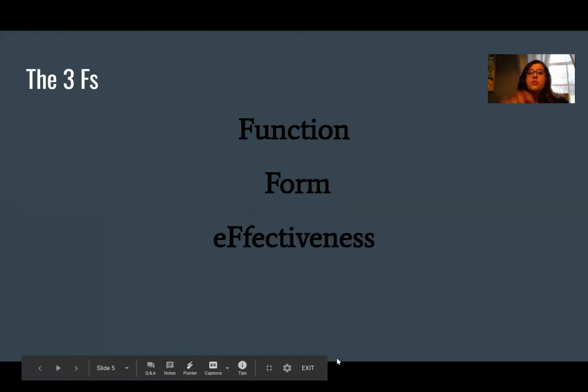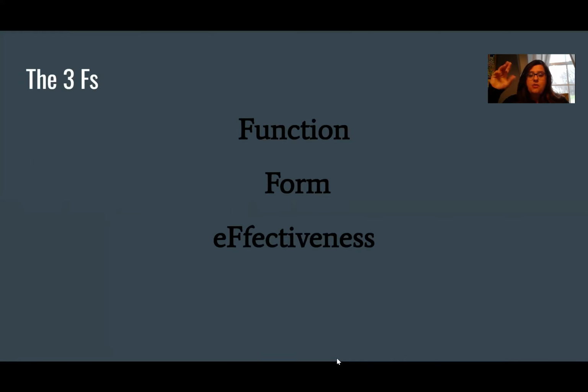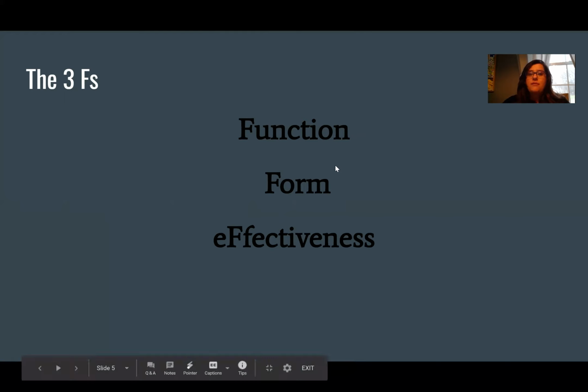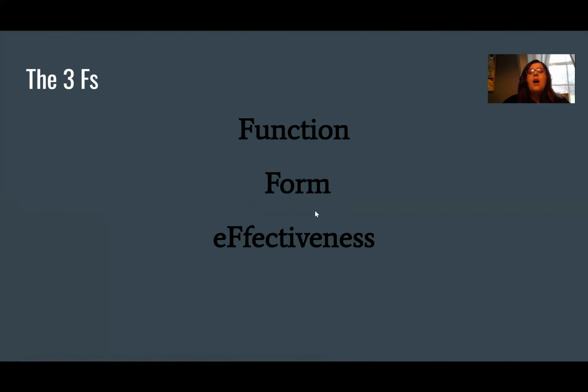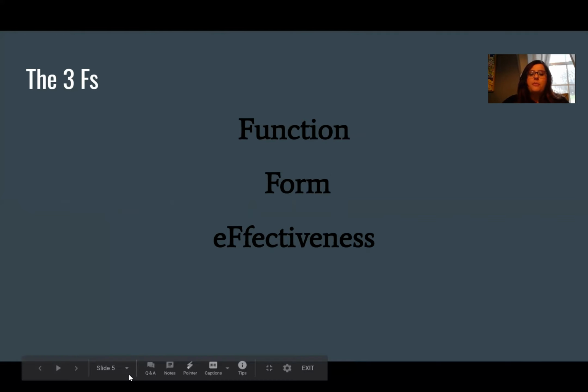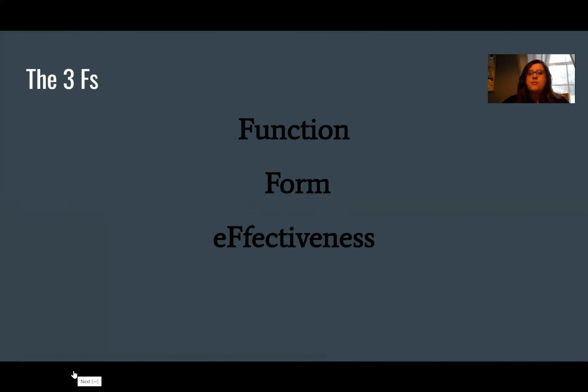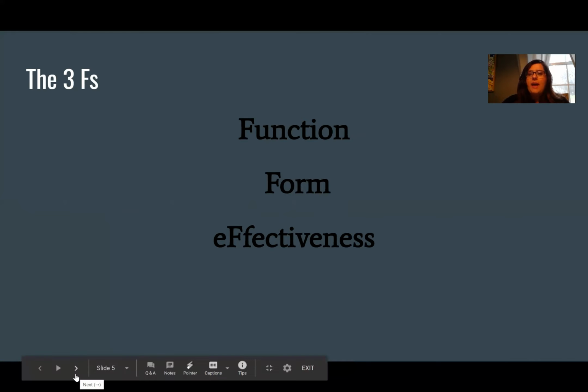Okay, there's also three different parts of a resume, right? So there's the function of it, the form, and then the effectiveness. We call it the 3 Fs. Obviously, it's F, F, and E, but it's a good, easy way for you guys to remember it. So we're going to go through those parts. This is where you're really going to get some notes down. And again, you can always refer back to this. So keep that in mind.